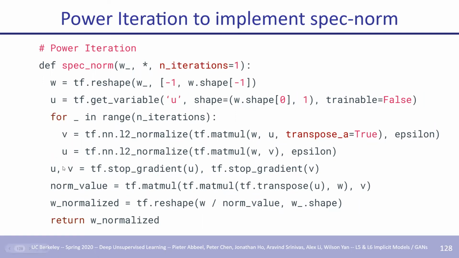Then you don't want the gradient, so you use stop gradient, which I think is the same as detach. And for this norm value, they're multiplying U and W together, and then by V, and then getting the norm value.